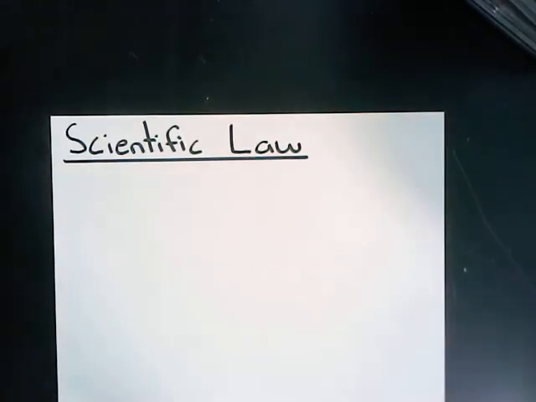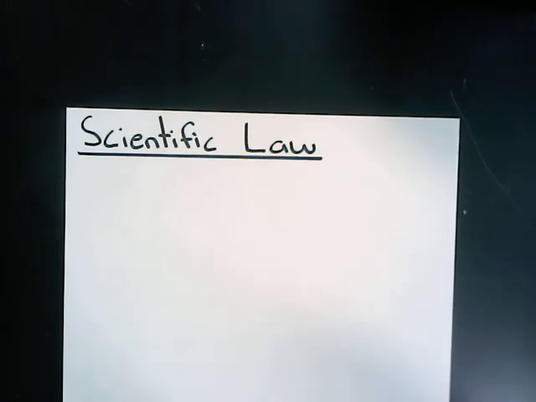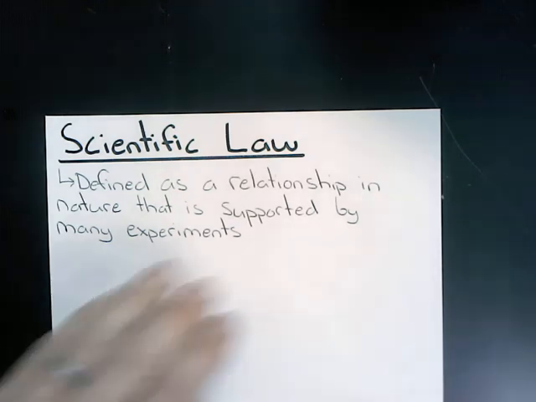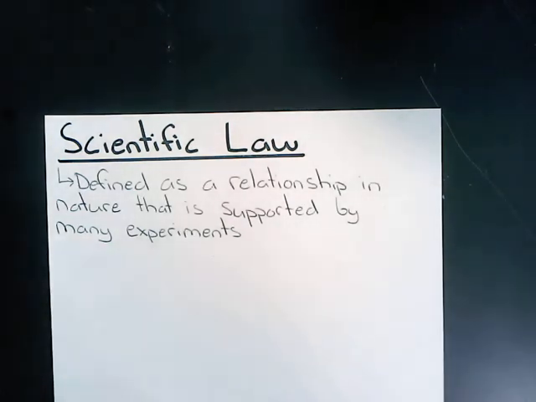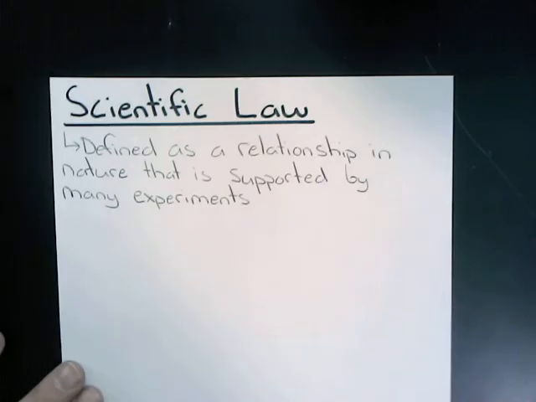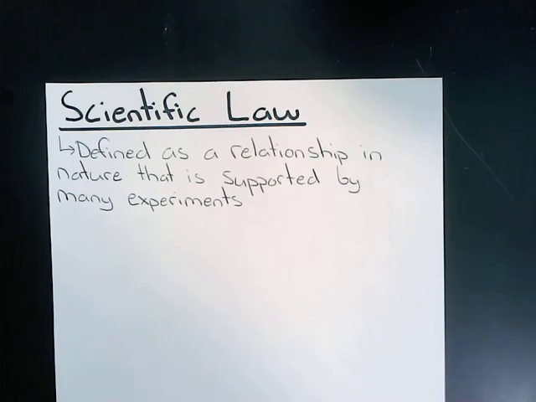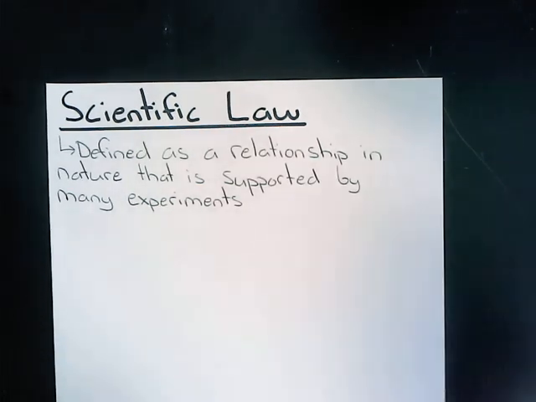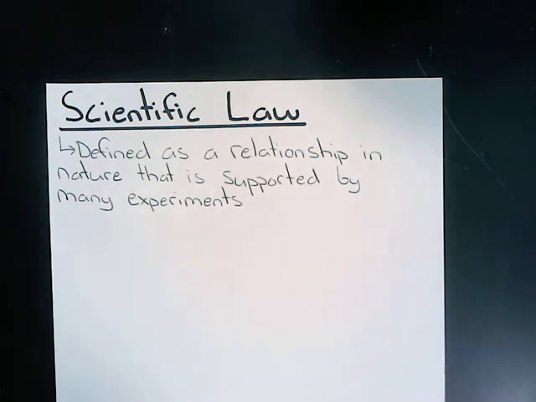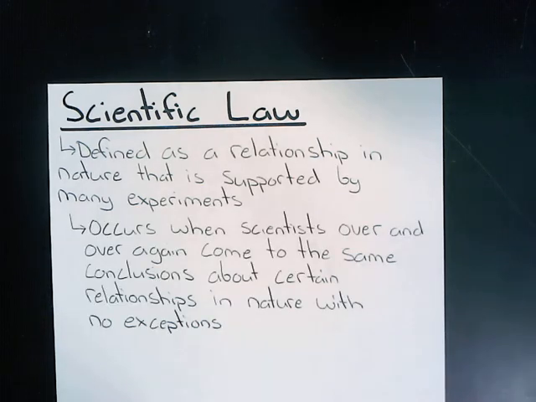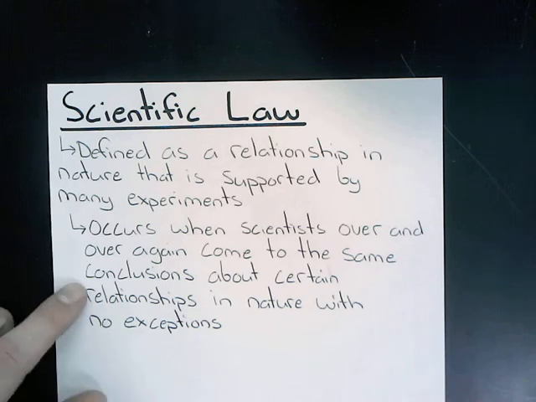So a scientific law is defined as a relationship in nature that is supported by many experiments. Now, the key words here are relationship in nature. So it's going to provide an explanation for something that happens in nature. And it's going to occur when scientists come over and over again with the same conclusions about certain relationships in nature with no exceptions. So again, no matter what you do, you're always going to come to those same conclusions.